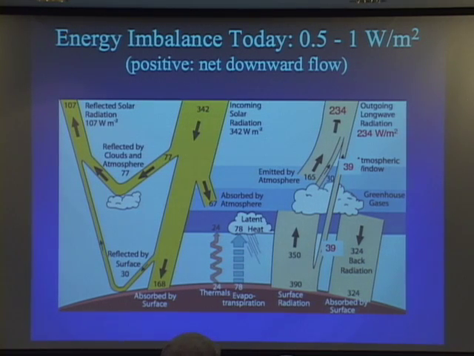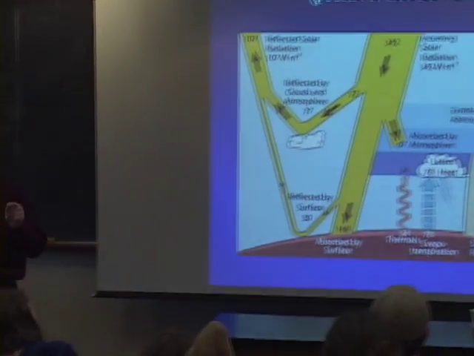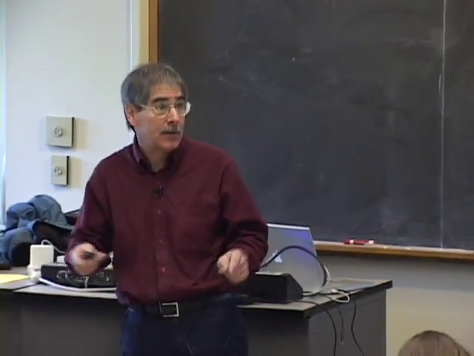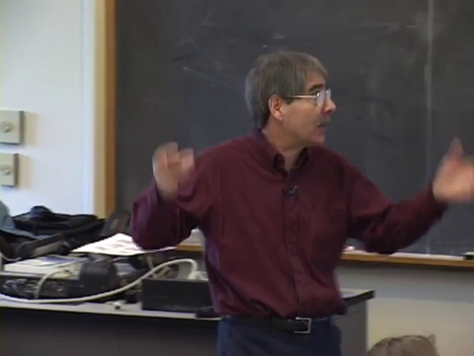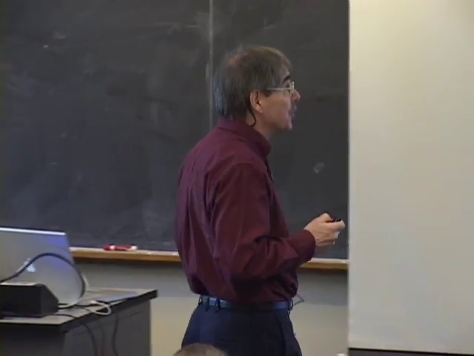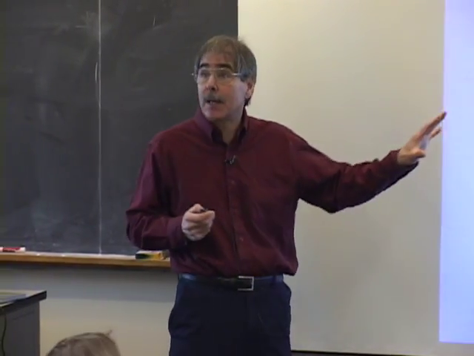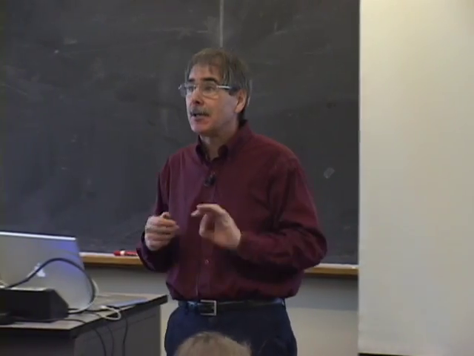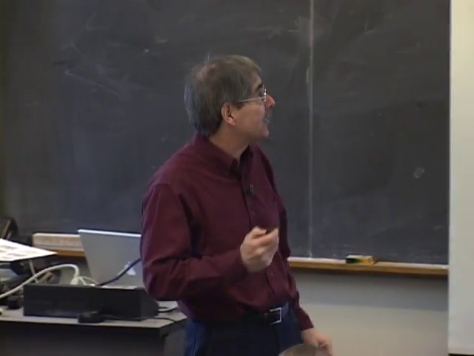342 coming in, but 107 of it gets reflected. That leaves 235. Should have 235 going out. We've only got 234 going out right now. So the Earth is in energy imbalance, and it's a state that we could not maintain for a very long time. Thousands of years. If we did, the planet would get hotter and hotter and hotter. So we have an energy imbalance today due to radiative forcing, due largely but not entirely to anthropogenic greenhouse gases.